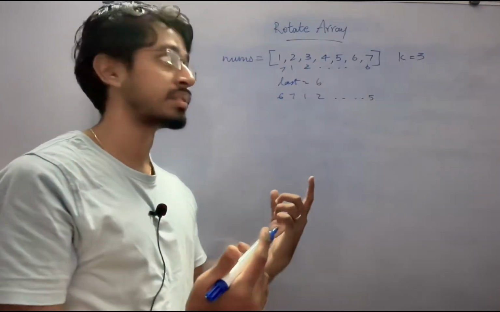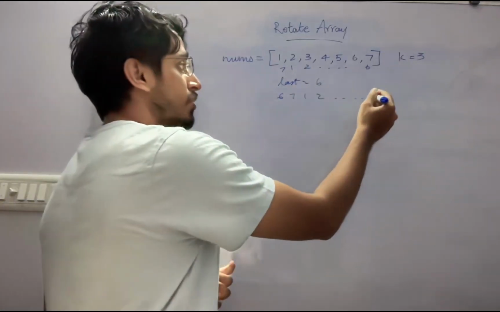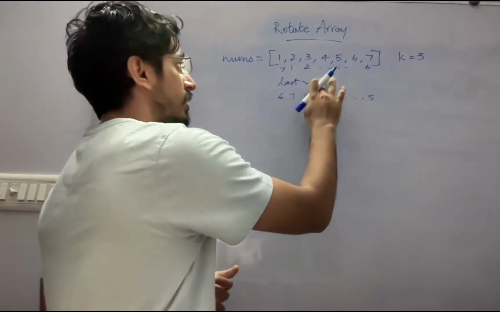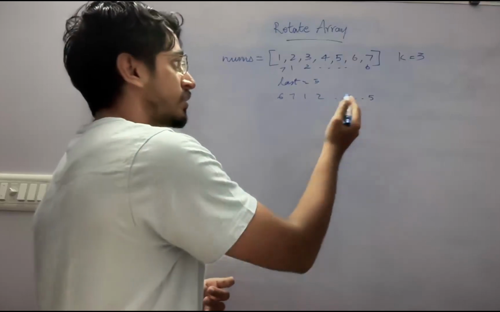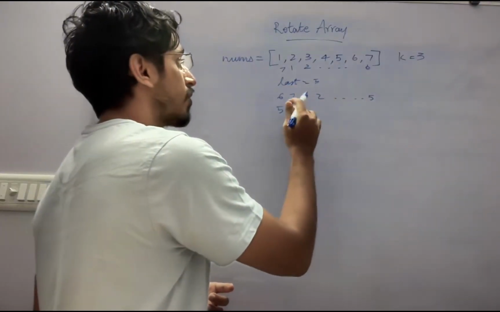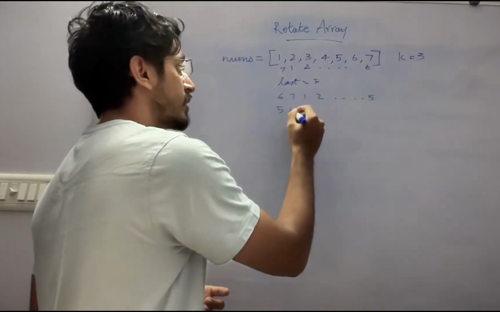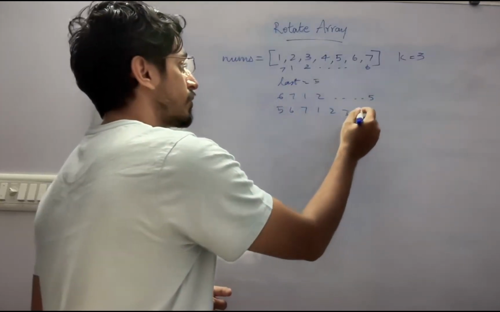And this will be the last iteration, that is for the k, and again we need to do the same thing. So we store last as 5 and then move 5 to the start, and then go all the way from 1 to 4. So 5, 6, 7, 1, 2, 3, 4.